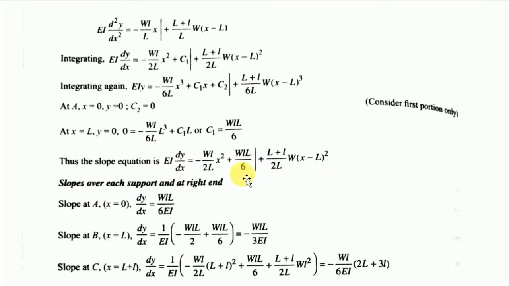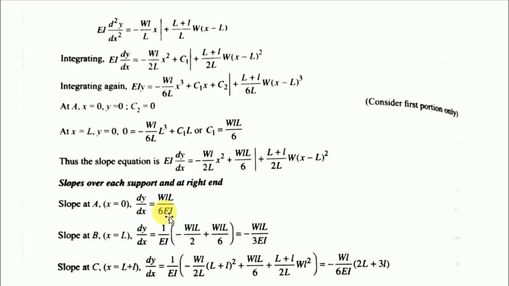So now what we're going to do, now we have to find the slope at any particular point. So as you refer in the question, where are we going to find the slope, which is at each support and at the right end. So at each support, x is equal to 0 and x is equal to L. These are the point A and point B. These two are the supports of the beam. So if we put x equal to 0 in this equation, we have WL upon 6EI.